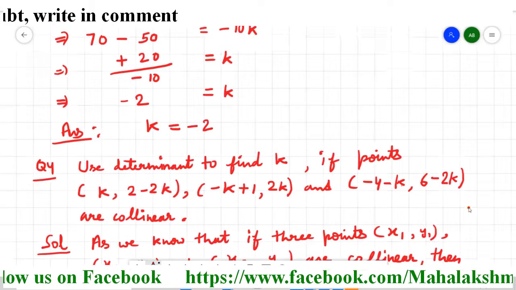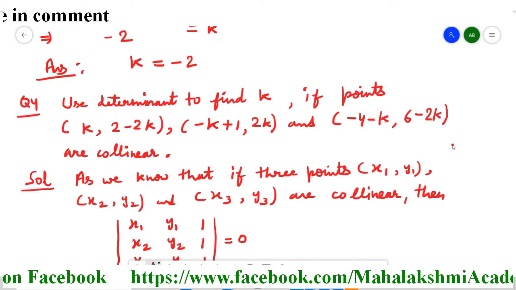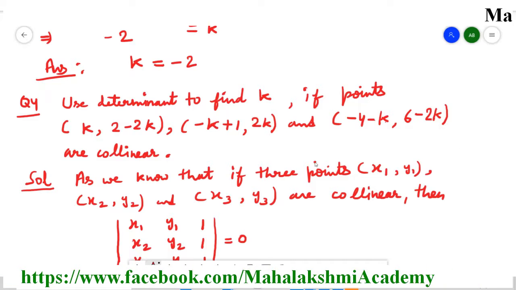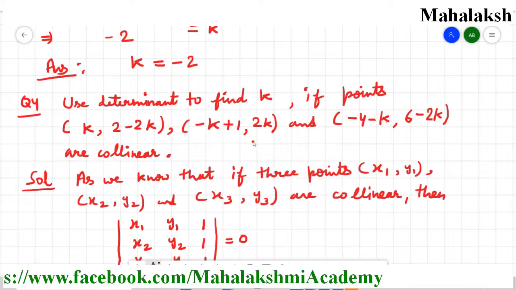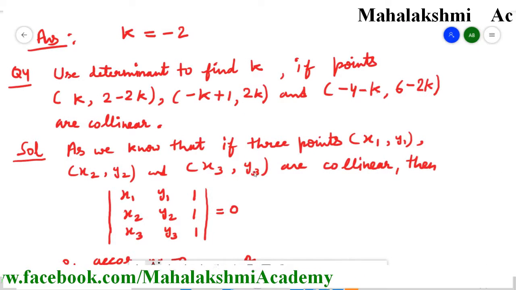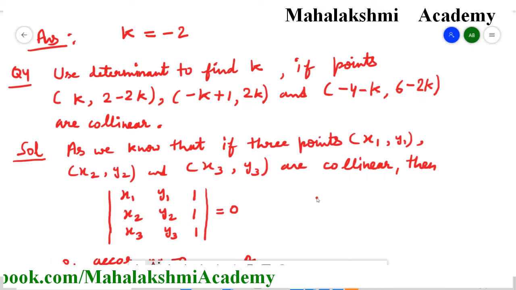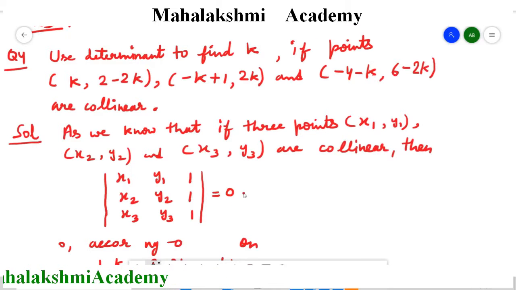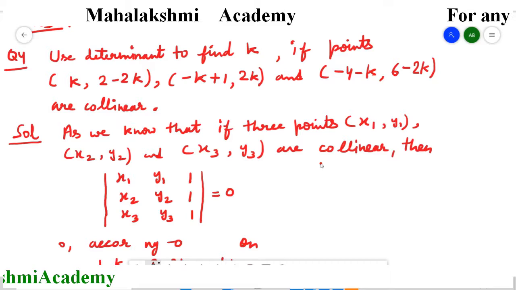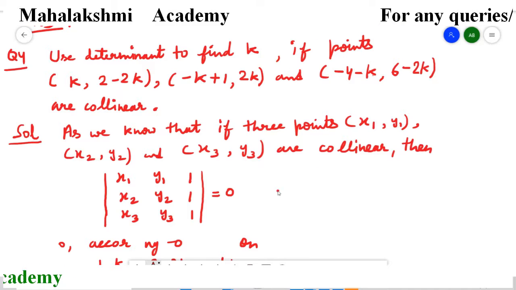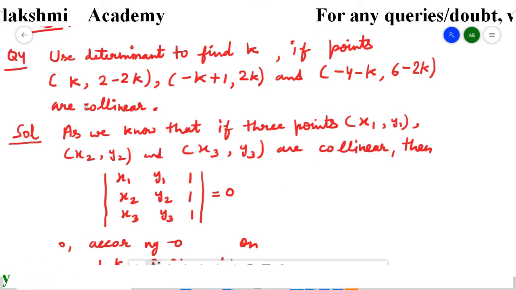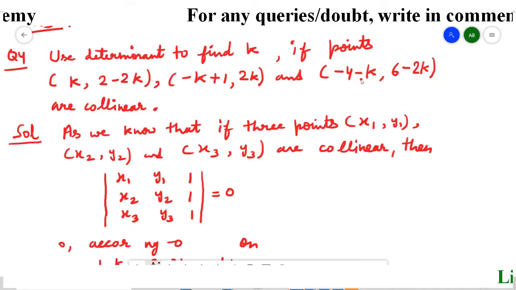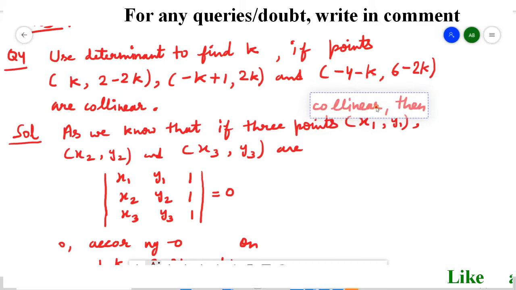Now question number 4 is also of the same type, but it depends on the collinear formula. That's why I had done it. The condition of collinearity I already explained before starting the exercise. The formula is that the determinant's value becomes 0. Why? Because the area of the triangle is 0, then only the points are going to be collinear. So in this we'll put the values. This is our x1 y1, this is our x2 y2, and this is our x3 y3. So I put the values.